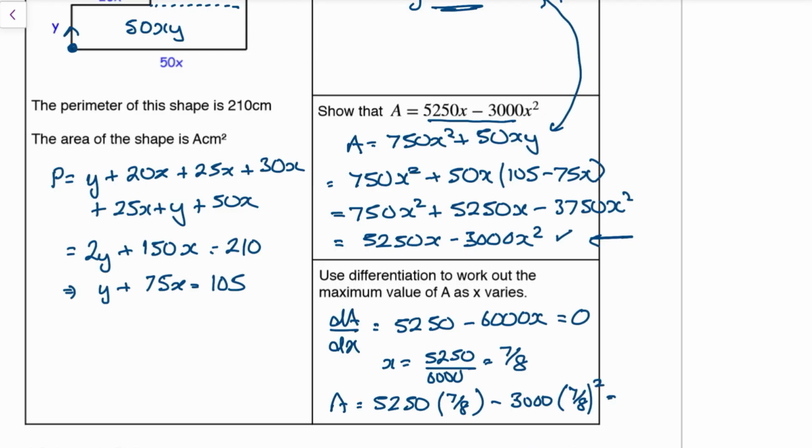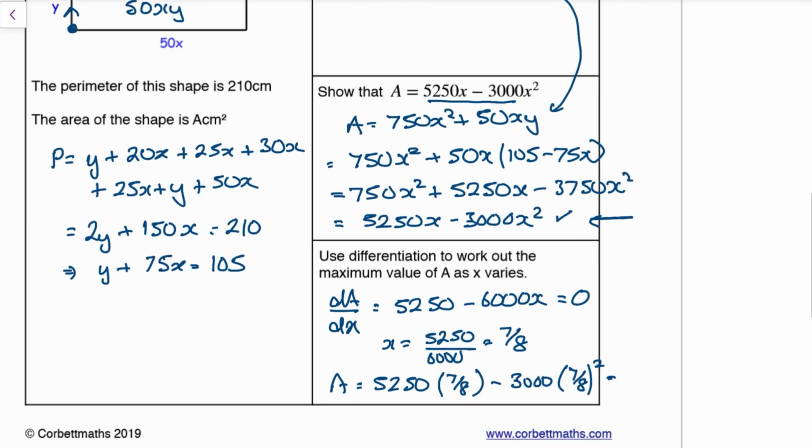I'm going to do that all in one go in my calculator. So 5250 times 7/8. I'm using a fraction button because that's really effective. Minus 3000 times, with brackets and fraction, 7/8 squared. And that gives me 2296.875. And I'm just going to write all of that out. So 2296.875 centimeters area squared. And that's today done.